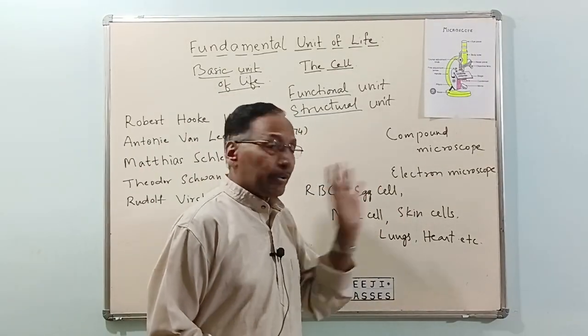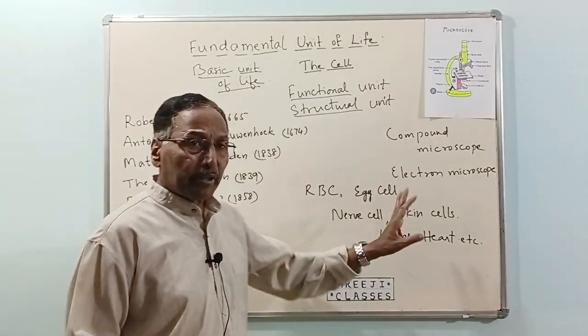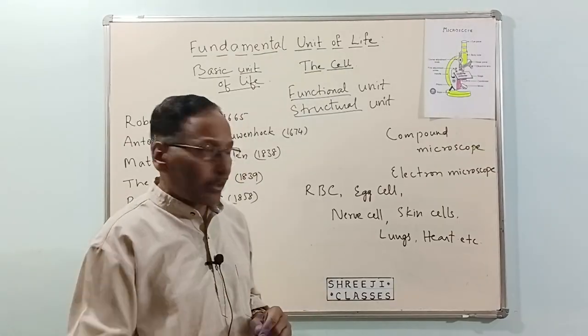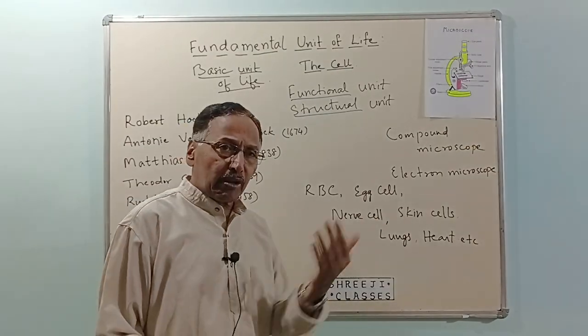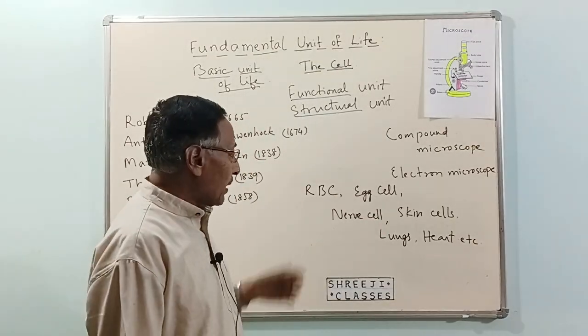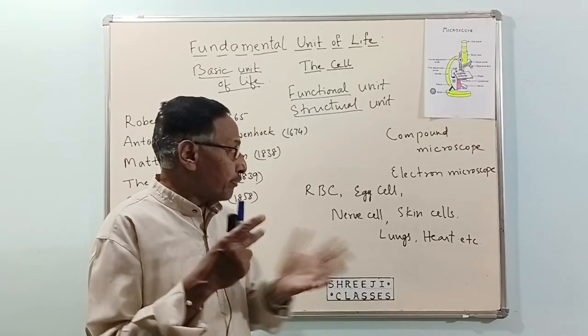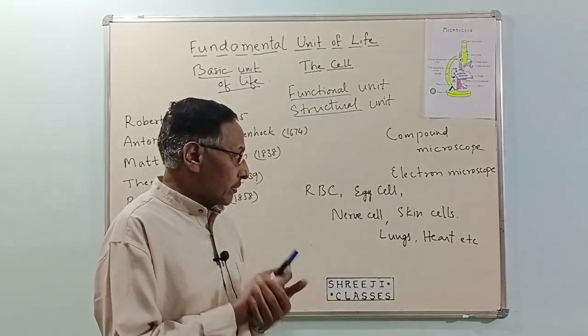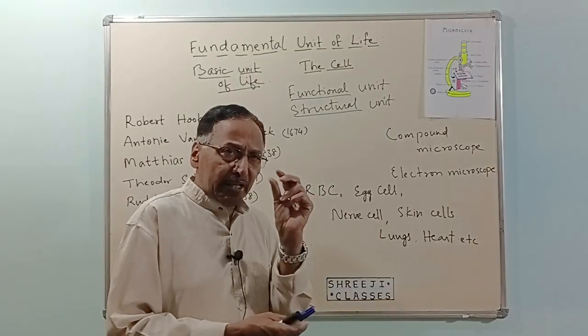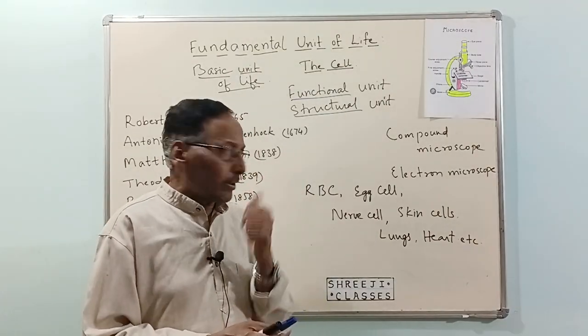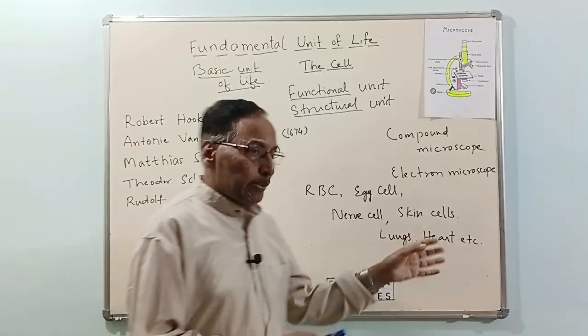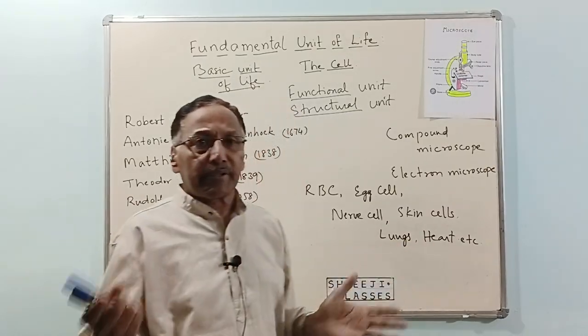All the cells are different. Nerve cell is a long cell, which you call a neuron. Skin cells are called epithelials, they are different. RBC has a biconcave shape, that is different. Egg cell is round. Lung cells have tiny sacs called alveoli, they are different. Heart is made up of muscle cells, they are different.